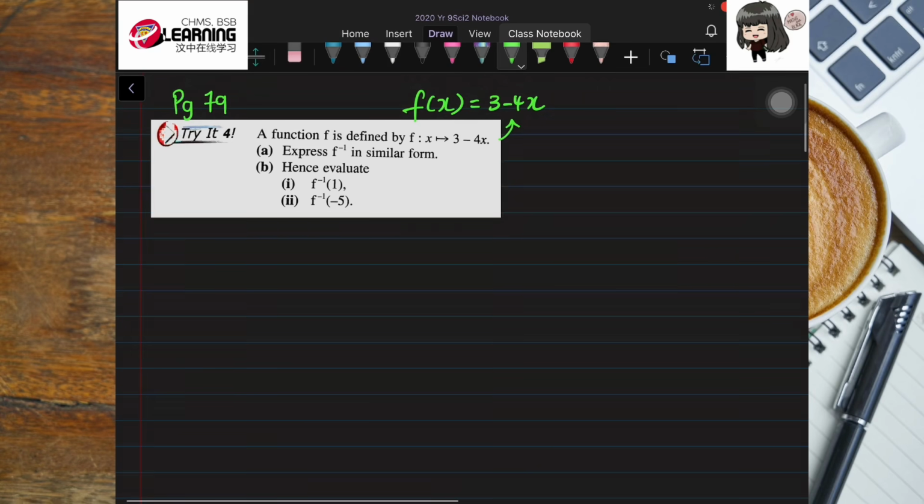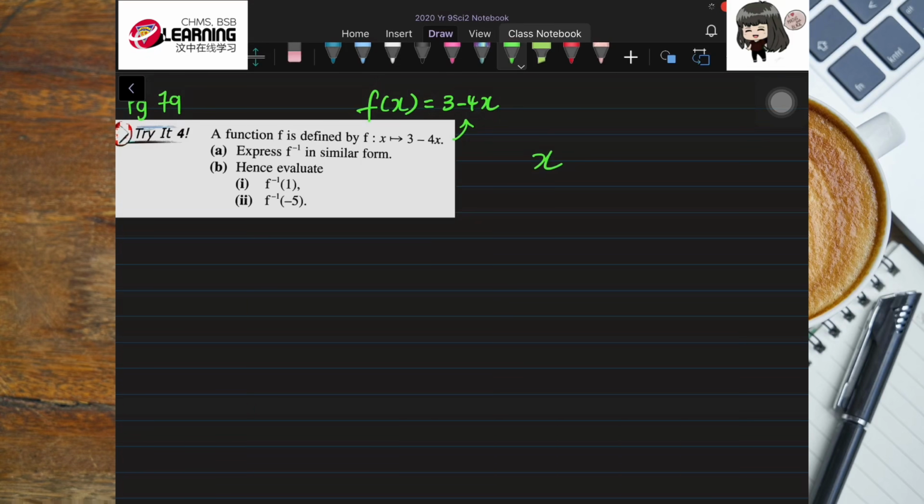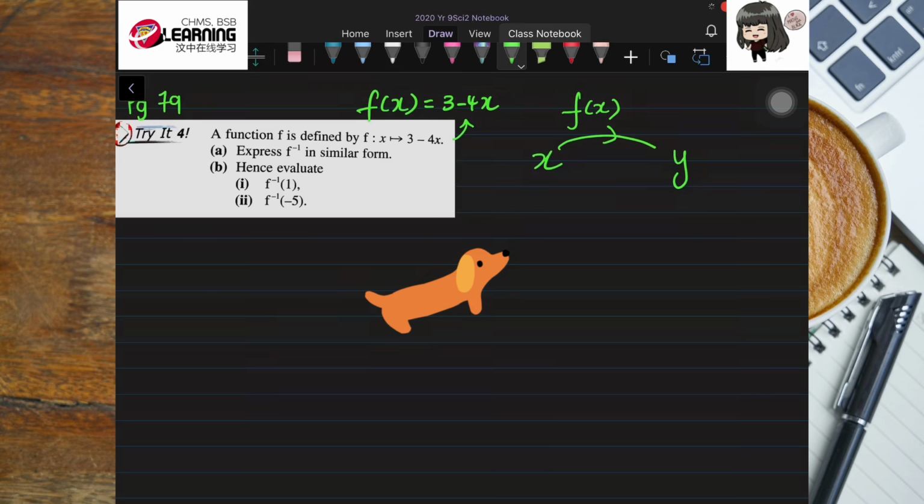Just like I said, you have x as your input, and your output will be y. So the process of the f function gives you an output of y. Now you need to find the expression for the inverse. Your f(x) is already given as 3 minus 4x, so now you have to find out the expression of f inverse. How do you find that?